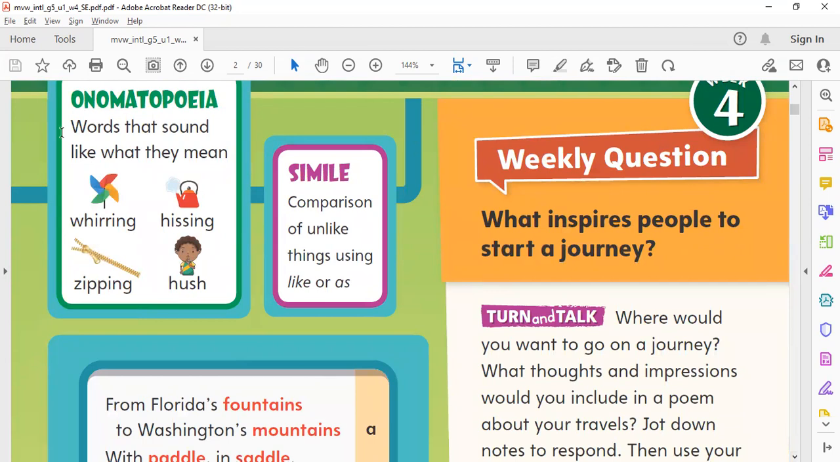Okay, now this is the onomatopoeia, the words that sound like what they mean. Like Bilal said, click, hissing, hush, zipping, whirring.